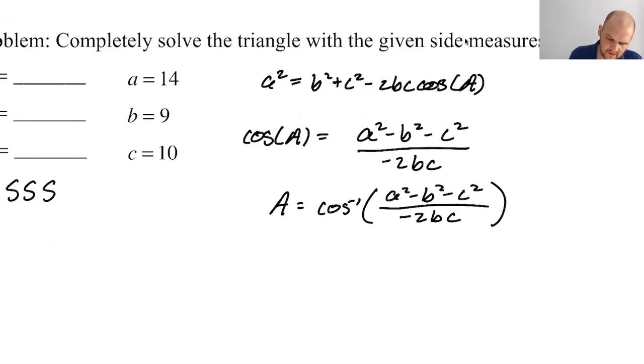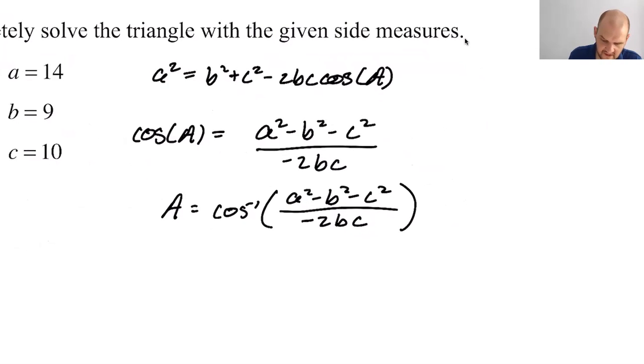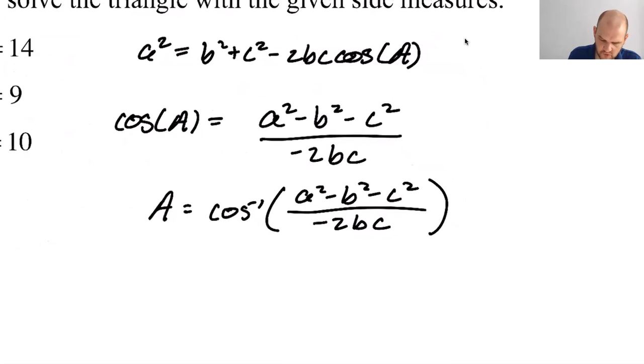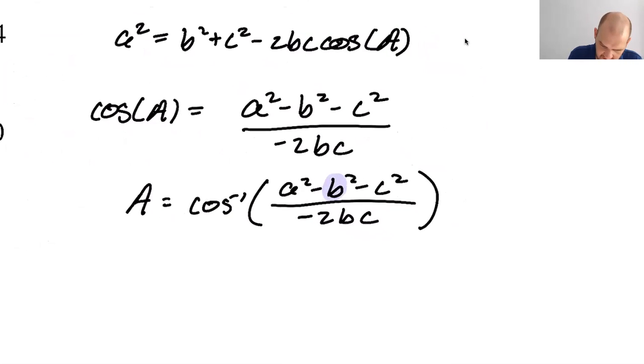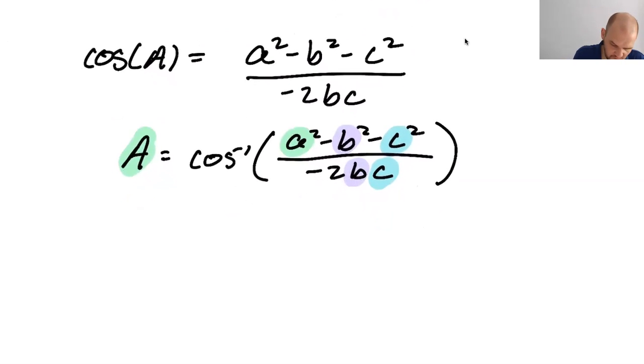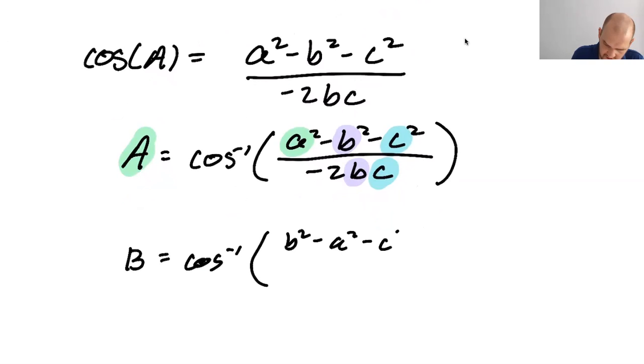Indulge me for a second as I highlight some things. What happens when you're using this is that this and this will be the same, and this and this will be the same, and this and this will be the same. They're different, of course: one of them's an angle and one's a side, but that's always going to happen. Because that always happens, if I want to find B, for example, I'm going to do the inverse cosine of b squared minus a squared minus c squared over negative 2ac.